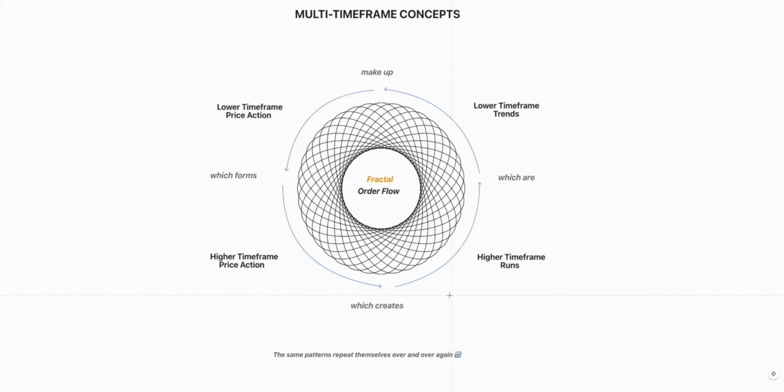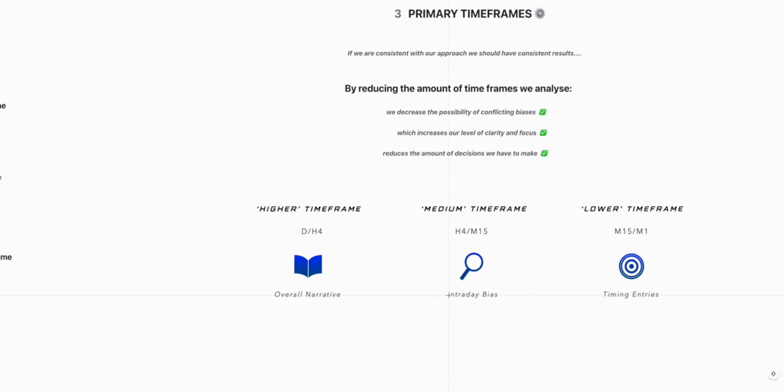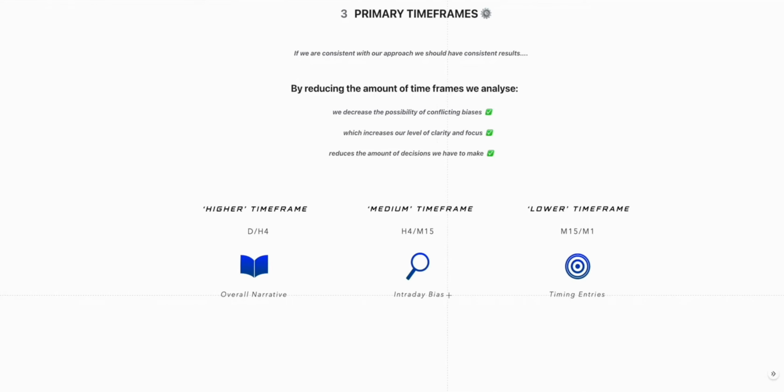over again. So what we're now going to do is expand on the idea of using primary timeframes in order to make your multi-timeframe analysis as mechanical as possible. Because if we are consistent with our approach, we should have consistent results. Okay, great. So what does this actually mean?